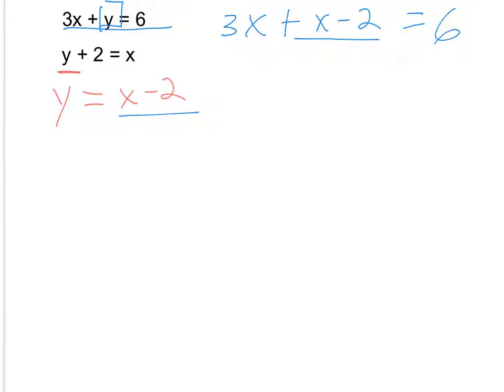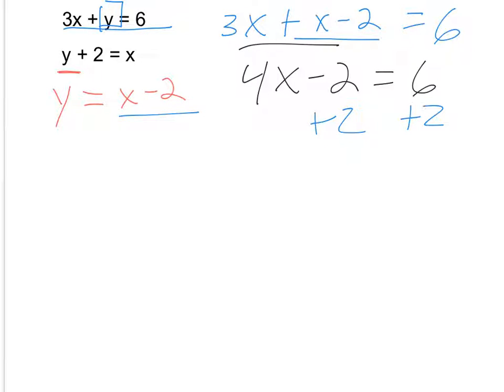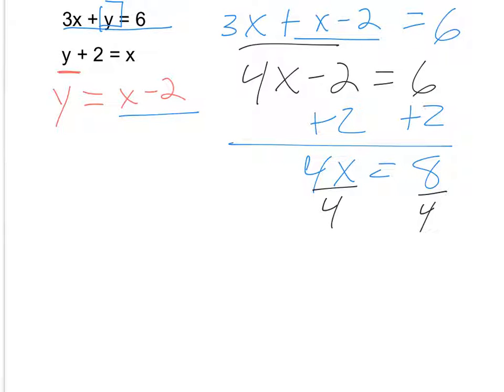So now I can go ahead and combine like terms. 3x plus x is 4x. We end up with 4x minus 2 equals 6. At this point, we can add 2 to both sides, and we get 4x equals 8. So we can go ahead and divide by 4, divide by 4. We end up with x is equal to 2.